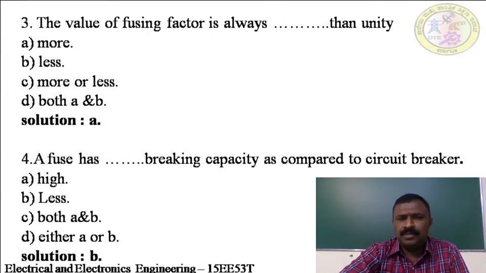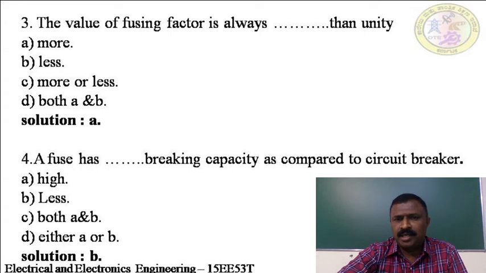Question number 3. The value of fusing factor is always dash than unity. Options are A more, B less, C more or less, D both A and B. The fusing factor is the fusing current divided by the current rating. So hence it is always more than 1. So the solution for question 3 is A, more than unity.